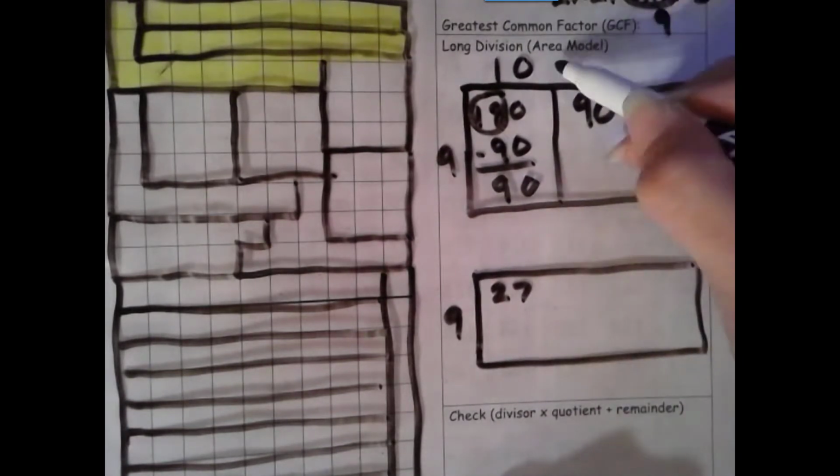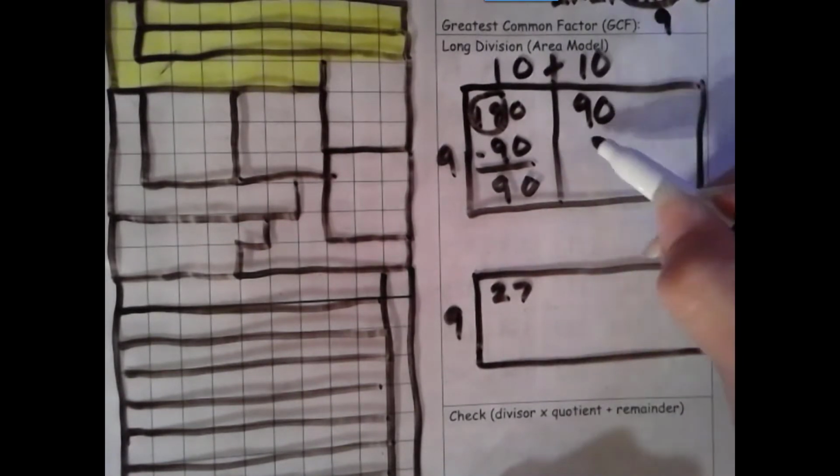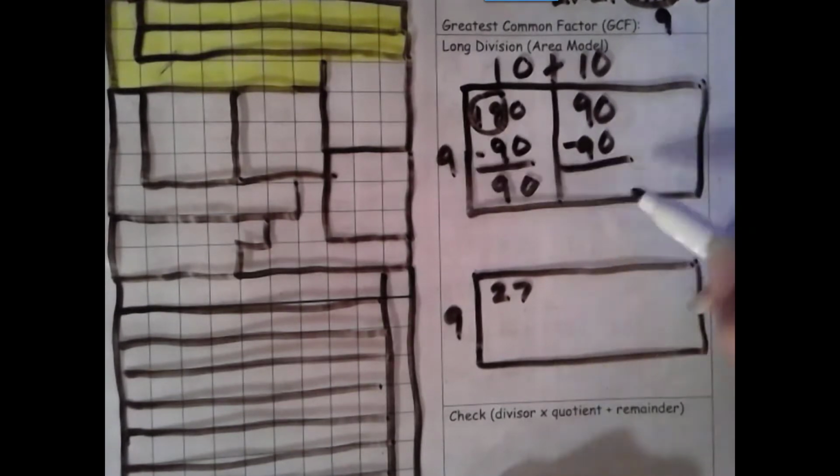And then to get 90, I multiply by 10. 10 times 9 is 90. Number's the same, zero's the game. 10 plus 10 is 20. So my quotient is 20.